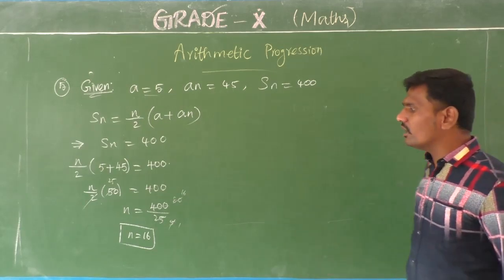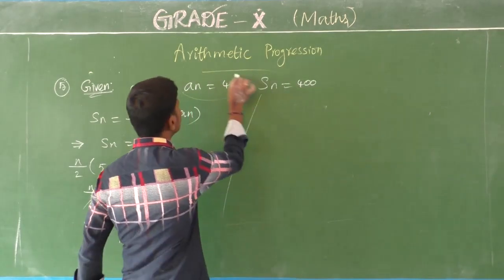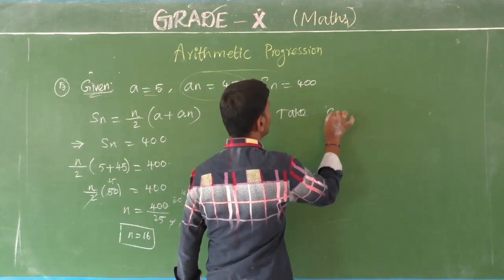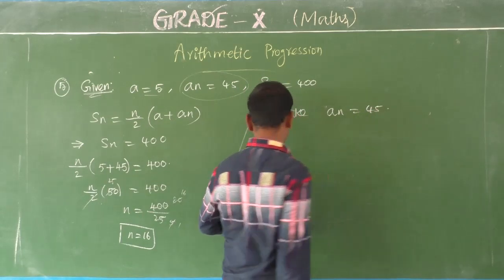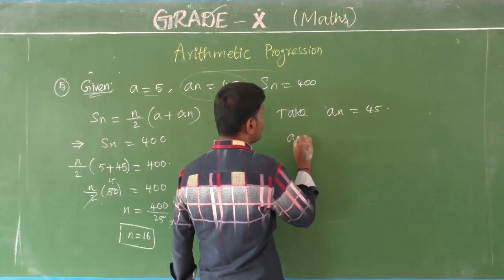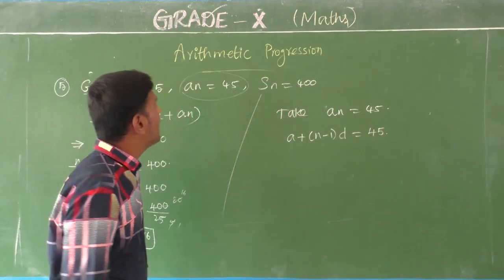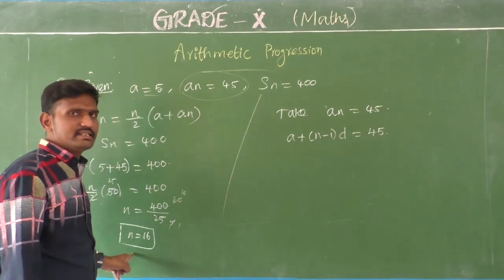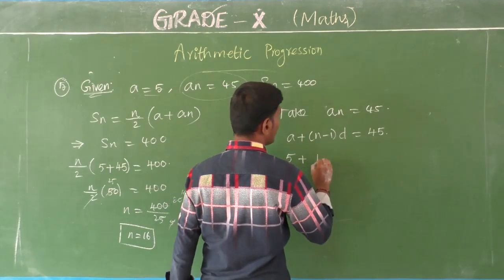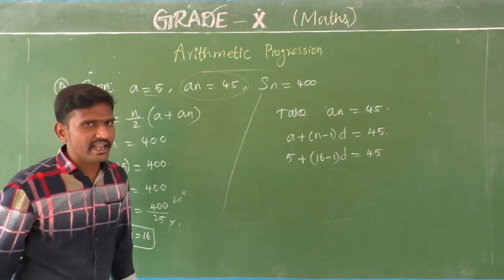And next, we need to find the common difference, by taking which one? an, students. Now take an, which is equal to 45. So you have the formula an, that is a plus n minus 1 into d, which is equal to 45. You have the value of a as 5 and n equal to 16. I am going to substitute this. So 5 plus 16 minus 1 into d, which is equal to 45. The plus 5 I want to move to that side, it will become minus 5.